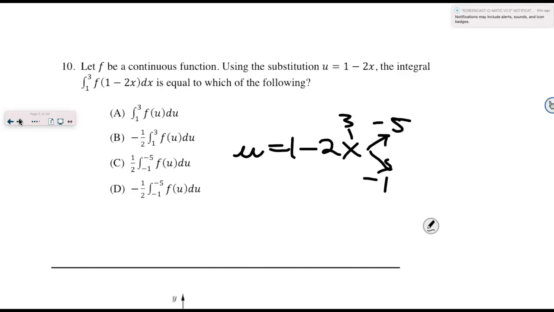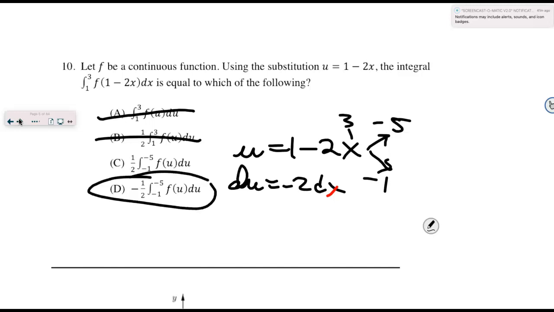Correct? So this is out, no limit change, no limit change. Between the other two, how do you decide which one it is? Your du would be -2. Now this is way easier than how you were tested on these. I never told you what you use, right? But they're just testing that you know the process of U-sub. So it'd be a -1/2 fraction.